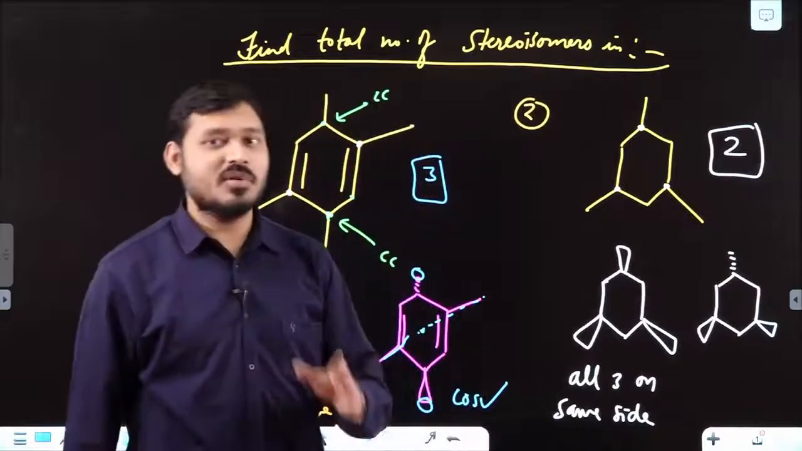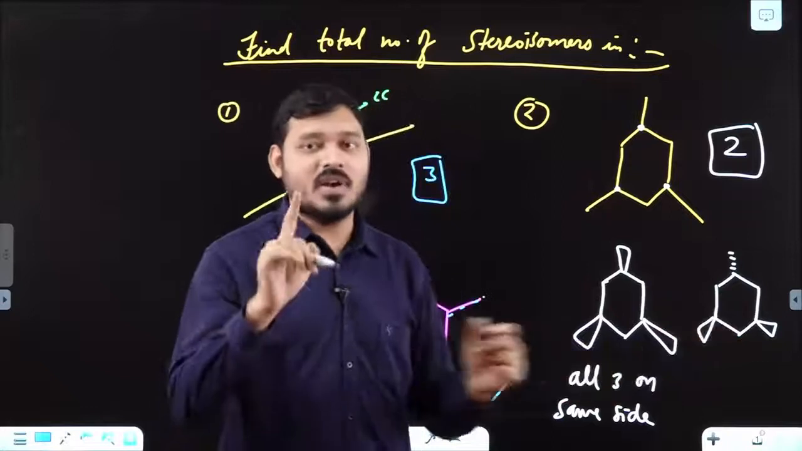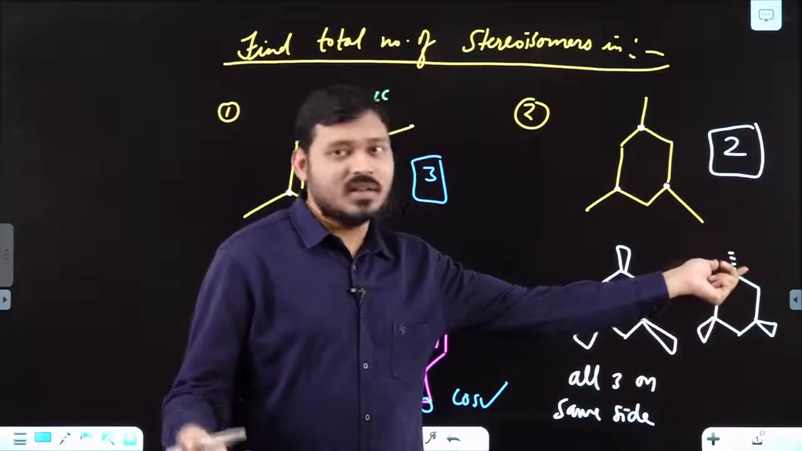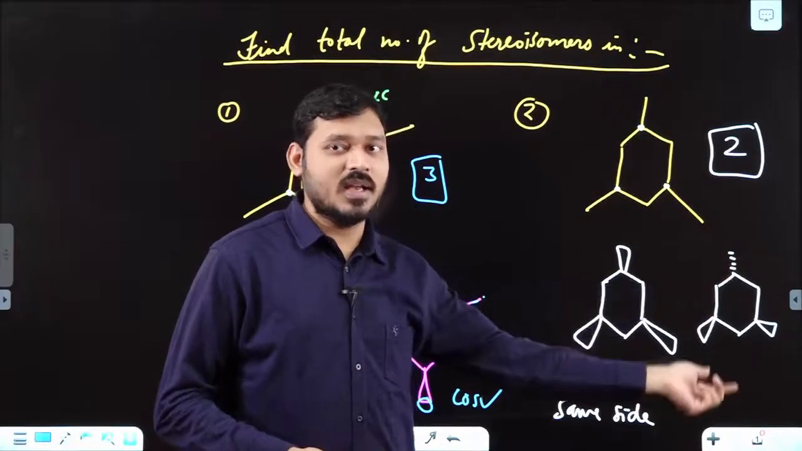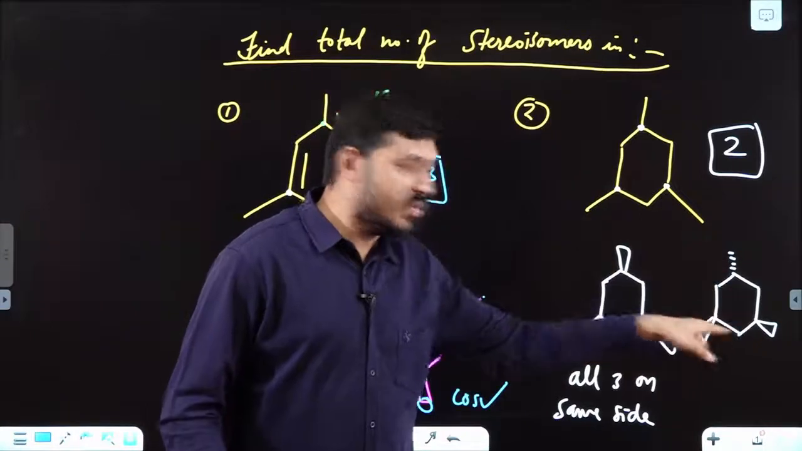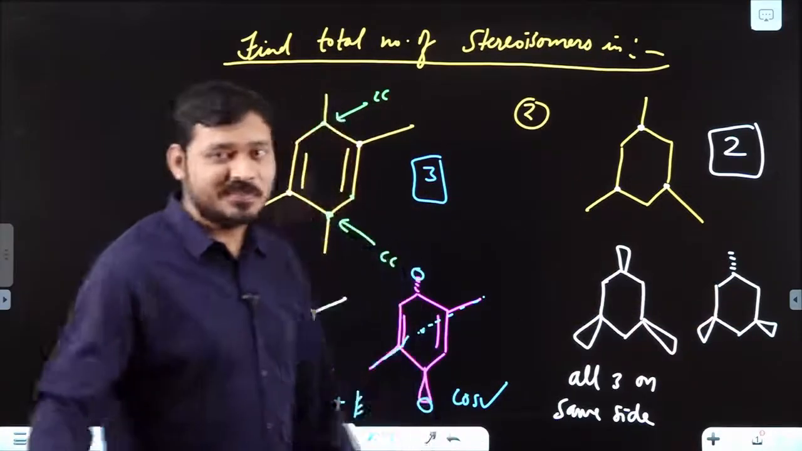Now dear students, what you can think, sir, all 3 on the same side, 2 on the same side, make 1 on the same side. See, if you make 1 on the same side, wedge form of this one, that is the same, as it is optically inactive, its mirror image will be this one in wedge, these 2 in dash. Simple, same only. So you are having 2 isomers. Okay.